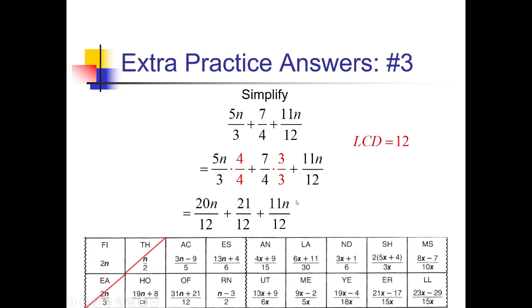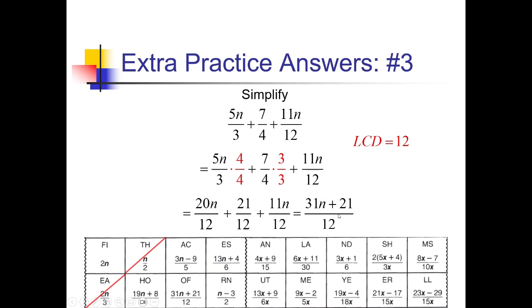Now I've got two types of things, right? We've got these n's, we also have a constant. So just be careful about adding like terms here. So 20n gets combined with 11n, that's going to be 31n, and I still have this 21 that just has to get added up there. Can't really combine it at all with the 31n.